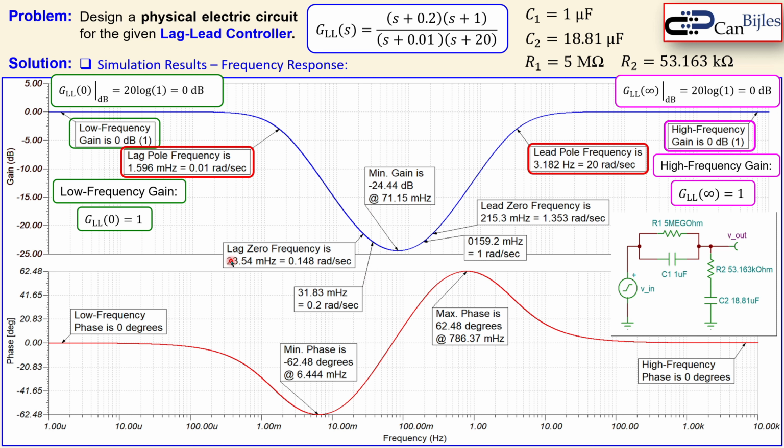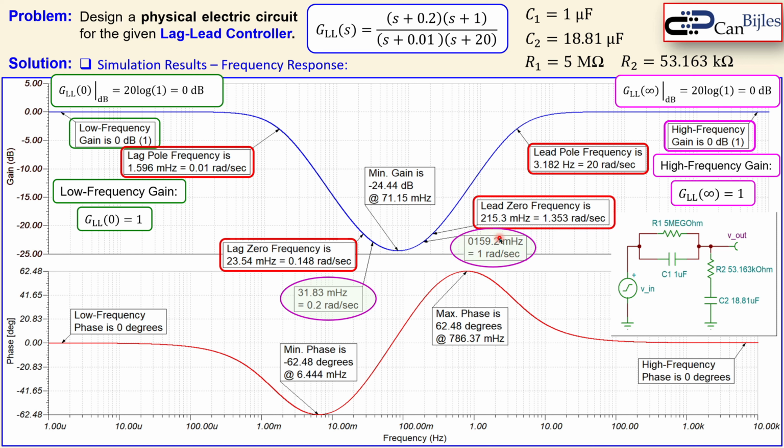Looking at the values, the lag zero is almost at 0.15 and we want 0.2. So you can see the difference here. And the other one must be 1, but we have almost 1.35. So we should have 1. You see the two locations, the lag zero and the lead zero, are splitting, moving away when they are close to each other, because the ratio between them is approximately 5, which is not really that far.